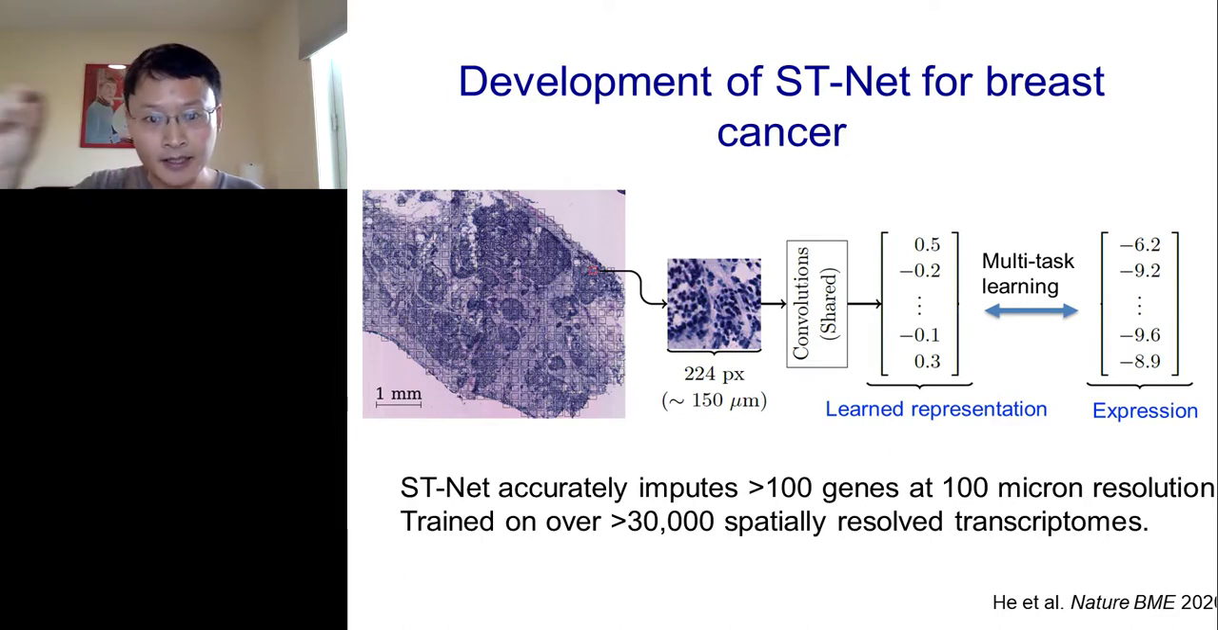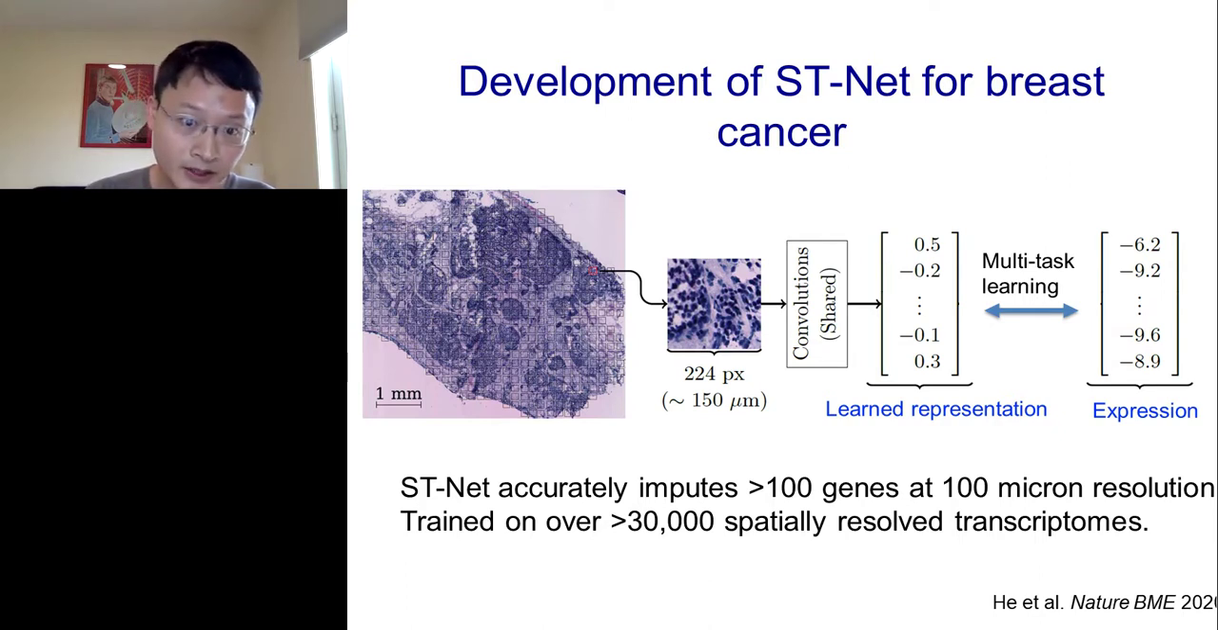And as the STNet algorithm scans across those patches, it learns automatically what the important features are in each of those patches. And that's what we're calling this latent representation. Once it learns that representation, it uses that information to impute the expression profiles of hundreds of genes at each of those locations for each of the probes. So this is how the algorithm is trained. And with this, it's able to impute the expression profiles of over 100 genes, at resolutions around 100 microns each. So it's fairly high spatial resolution.